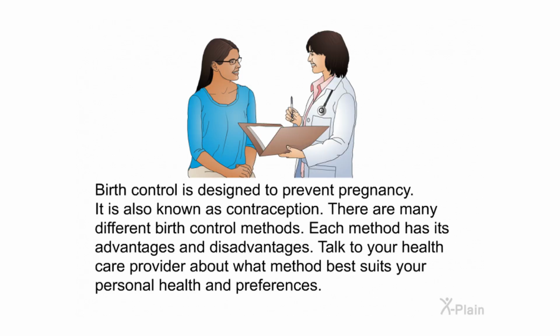Summary. Birth control is designed to prevent pregnancy. It is also known as contraception. There are many different birth control methods. Each method has its advantages and disadvantages. Talk to your healthcare provider about what method best suits your personal health and preferences.